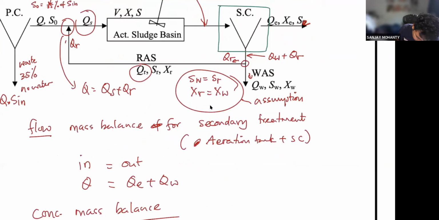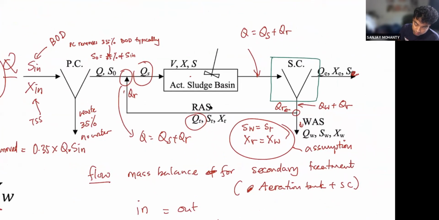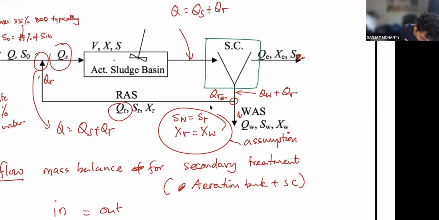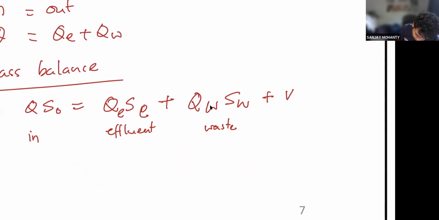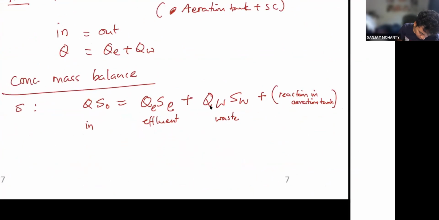Reaction is happening only inside. So any BOD is destroyed inside this system, the activated sludge. So the reaction is going to be volume times reaction rate, or whatever the concentration is inside here. Let's write the reactions, that way we can then go to the actual one.